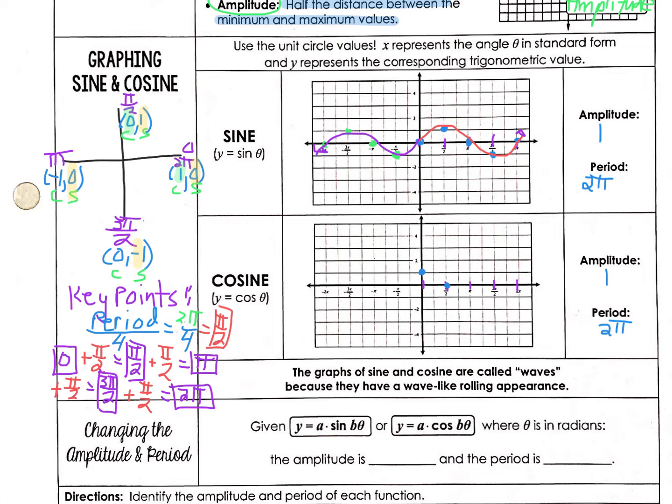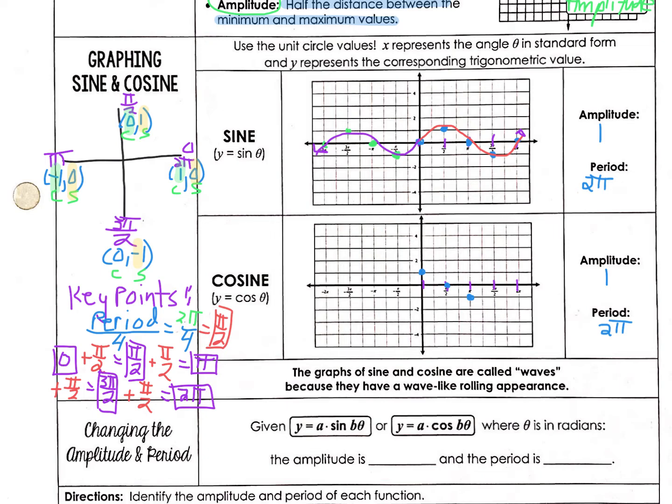Then at pi, those are so tiny I can't see them. So at pi, we're going to go over here. Notice at pi, the cosine value is -1. So at pi, we are going to go down the amplitude to -1.